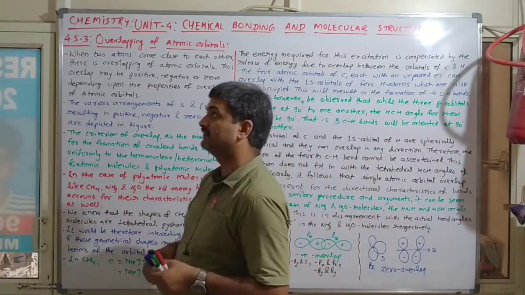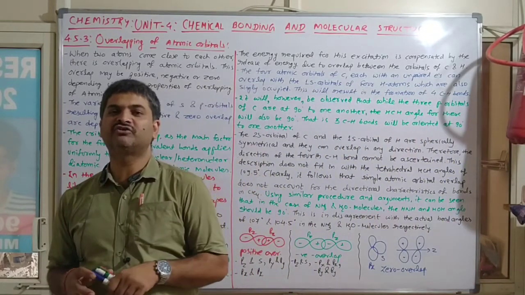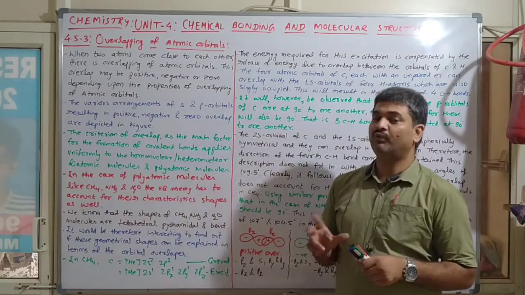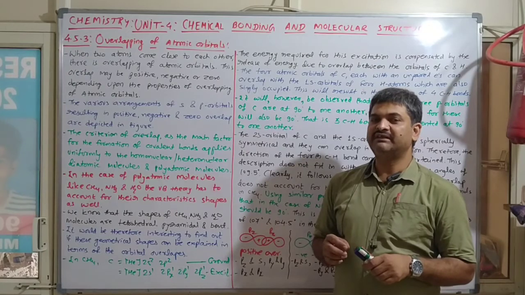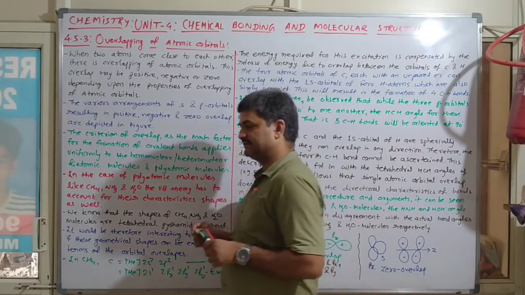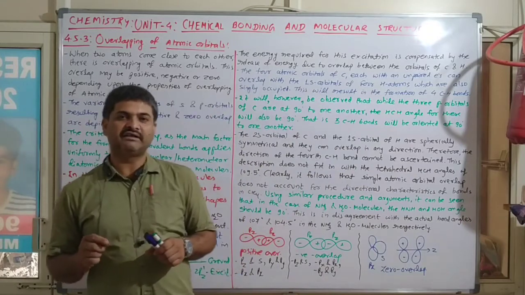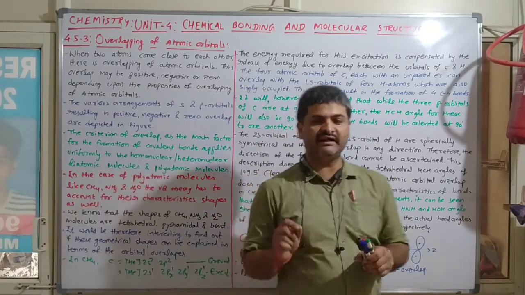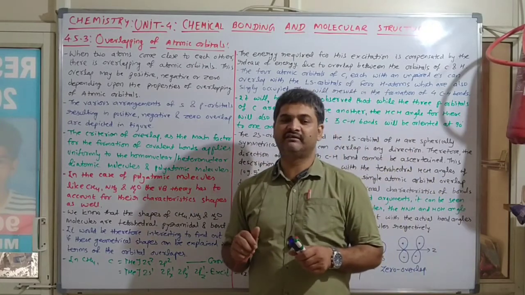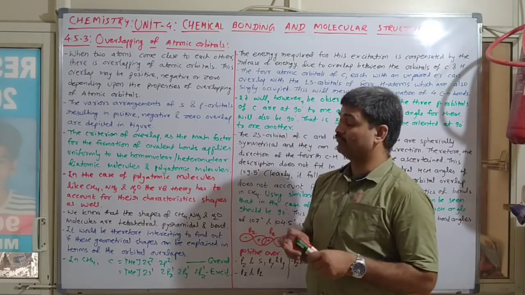Generally, there is the s orbital, and in the case of p, there will be px, py and pz. Here overlapping will start, as the distance between the two orbitals decreases. Here bond formation will start. Clear? So let's discuss here.